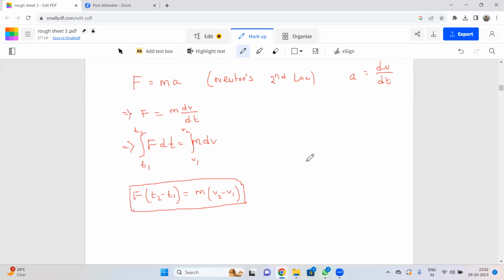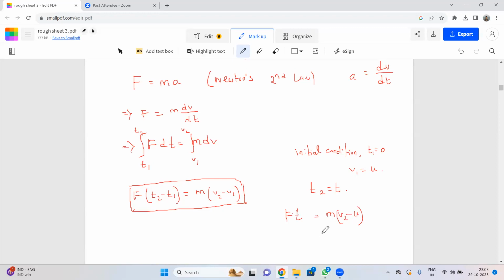So if the value of force is given to you, and it is given that initially, at time t1 equal to 0 (the initial condition), suppose the velocity is 0, or suppose the velocity is given some value as speed. If it is asked to find the velocity at t2, suppose t2 is equal to t, then F into t is going to be equal to m into (v2 minus v1).